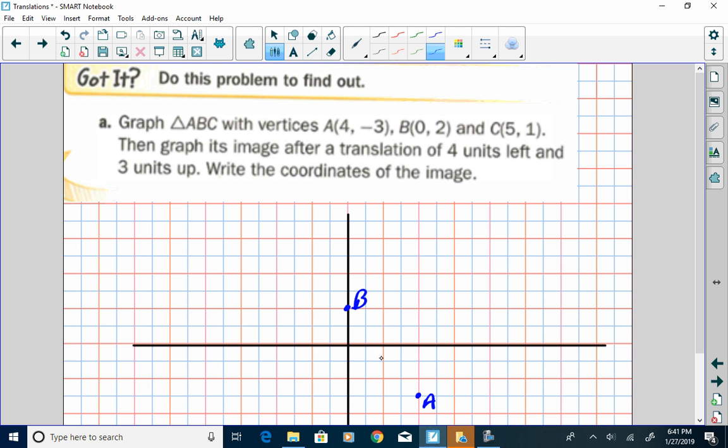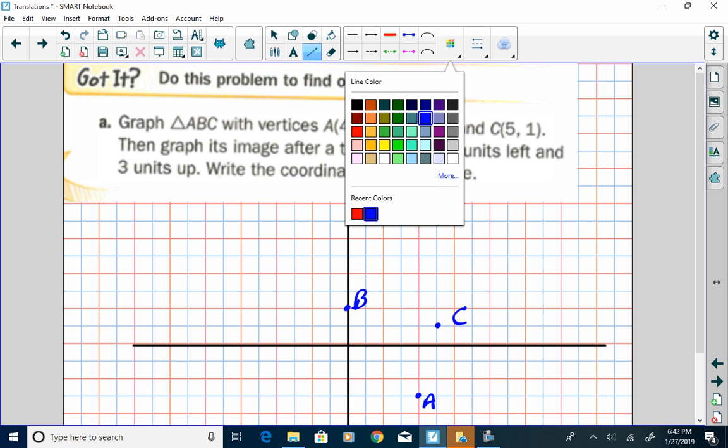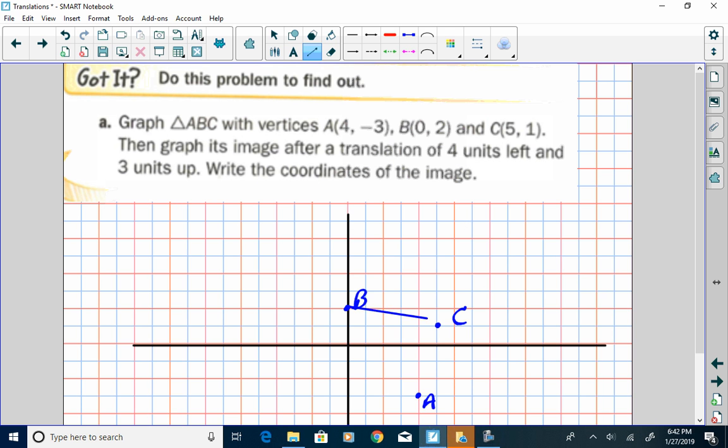Point C is located at 5, 1, so I count right 5. 1, 2, 3, 4, and 5. Up 1. I put a point. I label that C. I want to connect my points, right, using a ruler or a straight line.